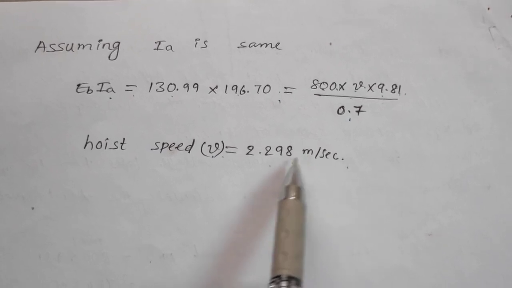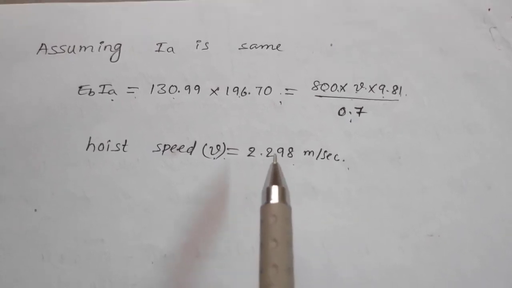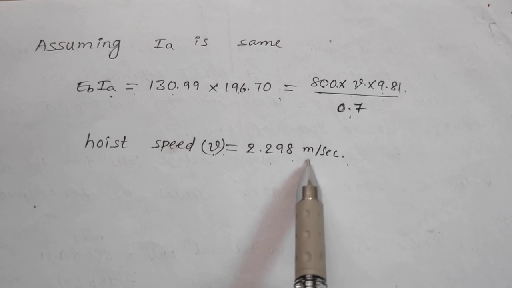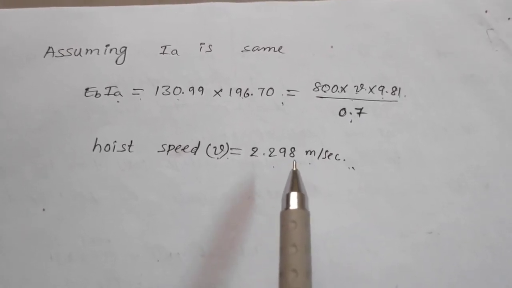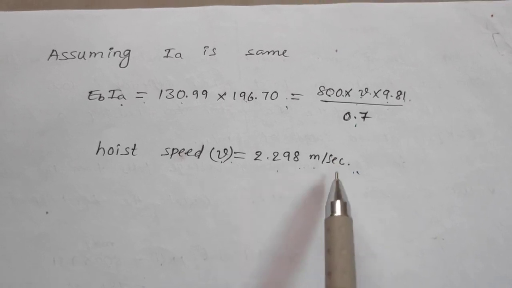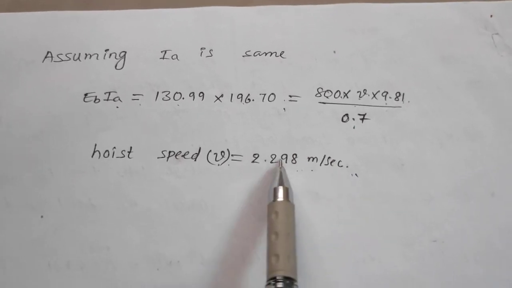So the hoist speed reduces to 2.298 meters per second when we reduce the voltage from 230 volts to 190 volts. That's what this problem is.